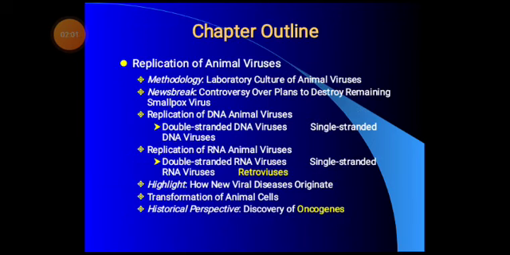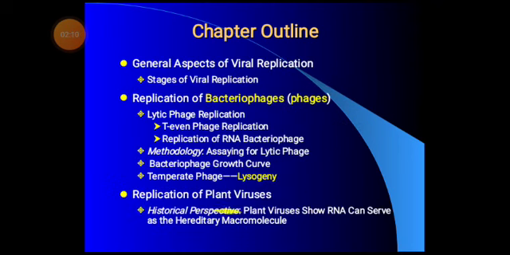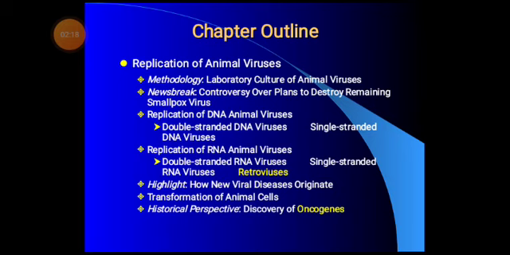And the last chapter is the replication of animal virus. If we finish the replication of the plant virus, we go to the replication of animal virus, where we see the methodology used in laboratory culture of animal virus. We will see the replication of DNA animal virus, replication of RNA animal virus, and also highlights of how new viral disease originates, transformation of animal cells, historical perspective, and discovery of oncogenes.